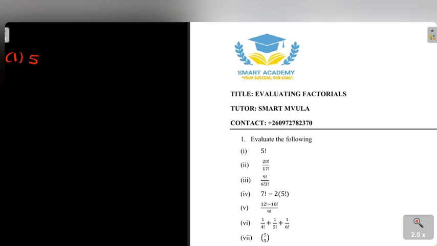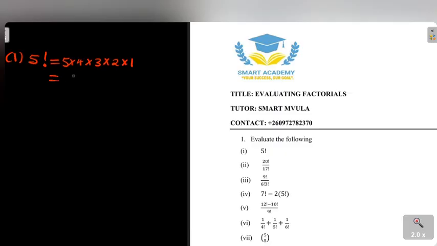We have a 5 factorial. So to evaluate this, we are going to say this is equal to 5 times 4 times 3 times 2 times 1. So that 5 I will be reducing by 1. So you multiply like that. Remember, we don't use a calculator.